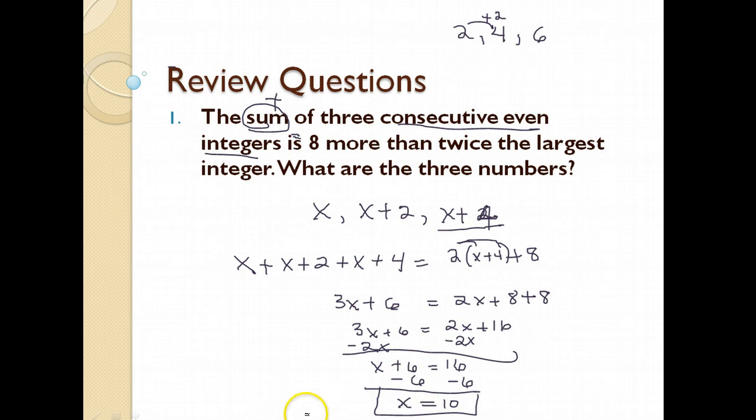What are the numbers? The first one is 10. The second one is 10 plus 2, 12. Then the next one is 12 plus another 2, or x plus 4, 10 plus 4 is 14. 10, 12, and 14. Feel free to check that.